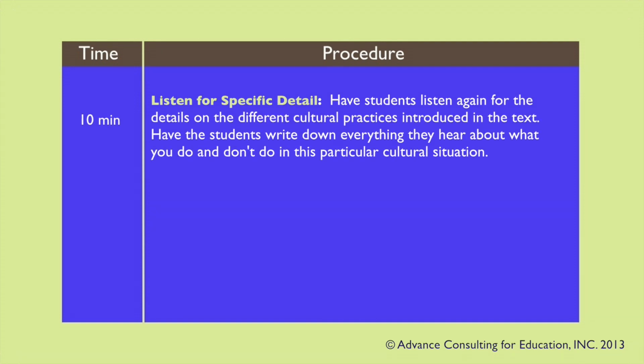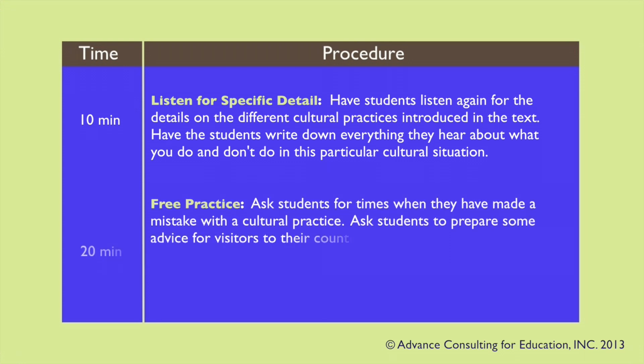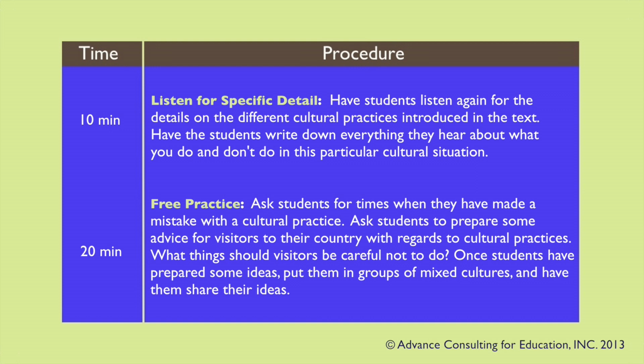So have them listen and write down everything they hear about what you do and don't do in this particular cultural situation. The final step is the free practice, and we're going to do a speaking activity here. As a class, ask students for times when they have made a mistake with a cultural practice. Then have students work individually to prepare some advice for visitors to their country with regards to specific cultural practices. What should visitors be careful not to do in that particular cultural context? Once students have noted down some ideas, put them in groups of mixed cultures and then have them share their ideas.